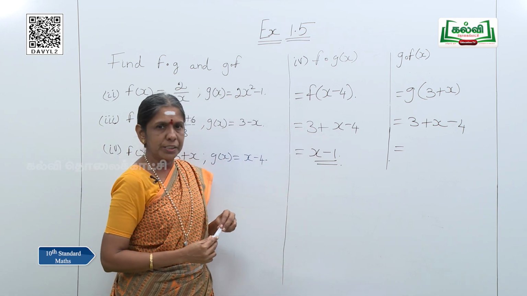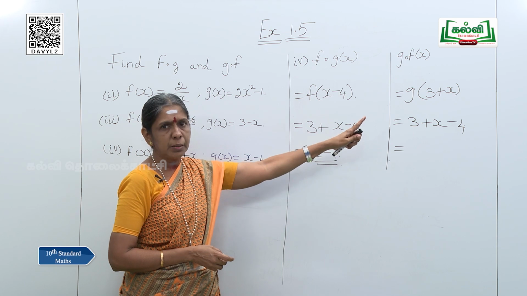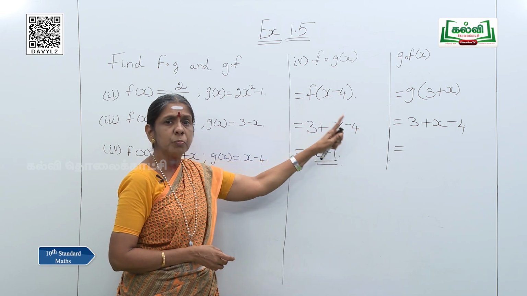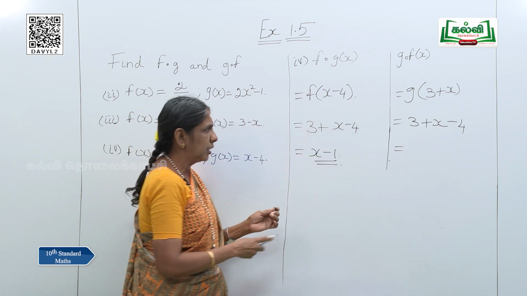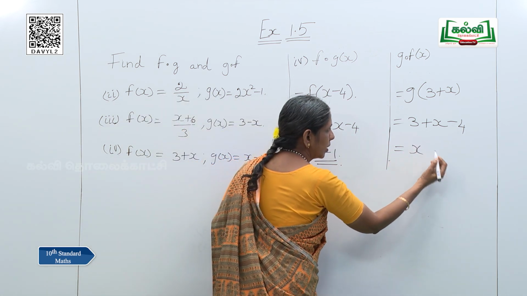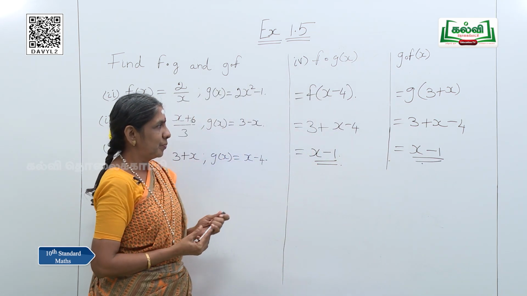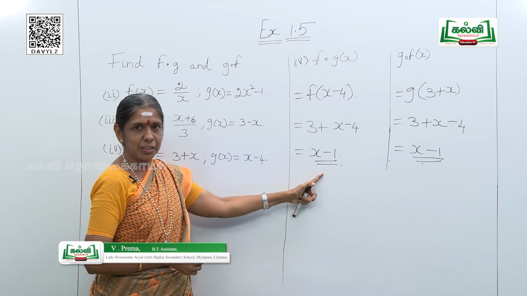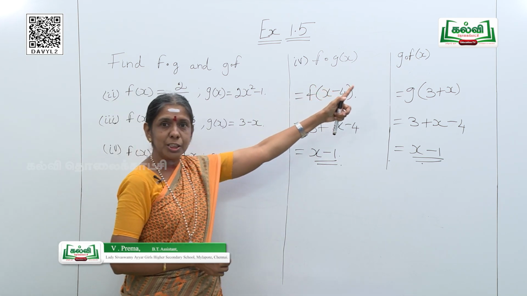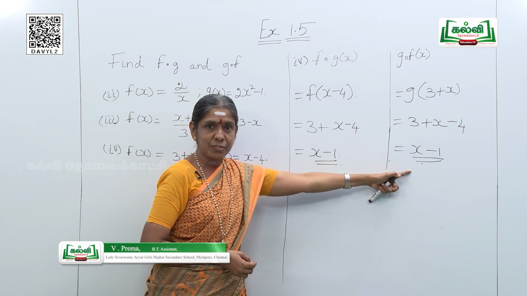Again, constants you can simplify. What are the constants in this sum? Plus 3 is a constant, minus 4 is a constant. So, simplify the constants. Plus 3 minus 4. What is the answer you get? x minus 1. Now, surprising, isn't it? F dot g of x, you got x minus 1. What is the answer you got for g dot of f of x? Again the same answer, x minus 1.